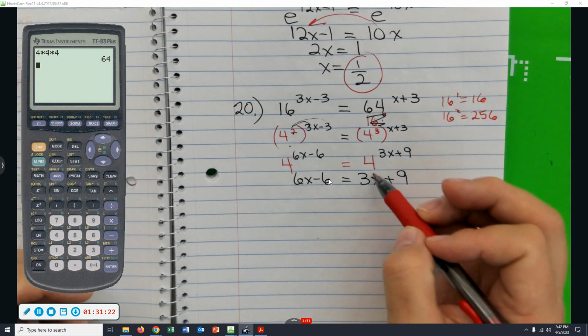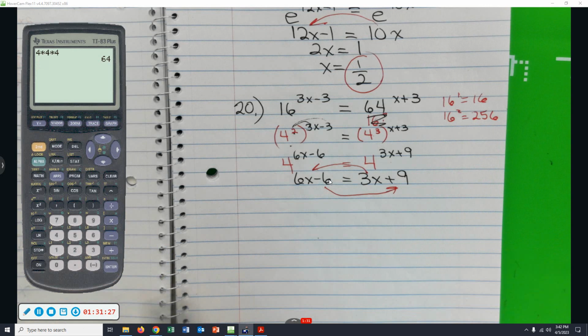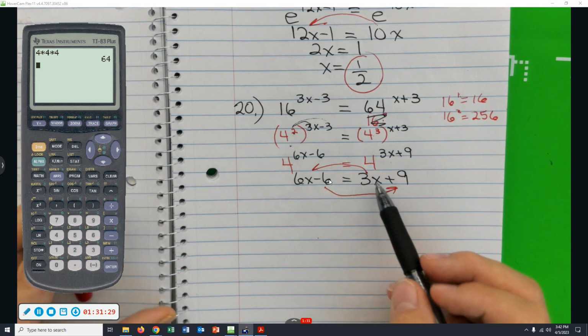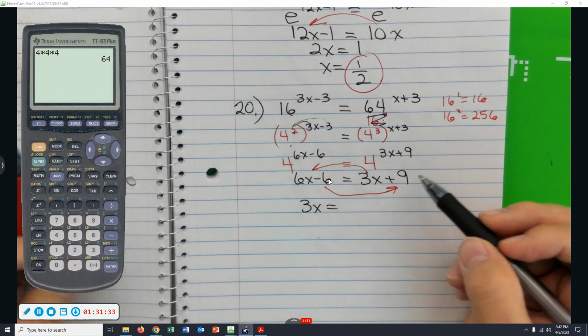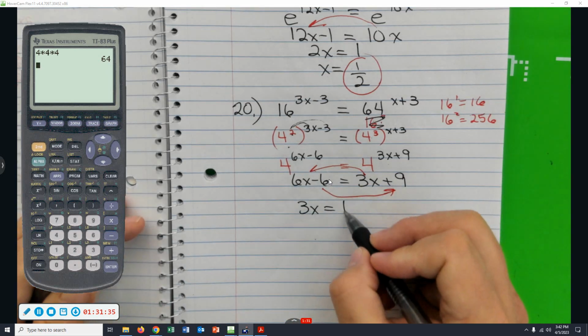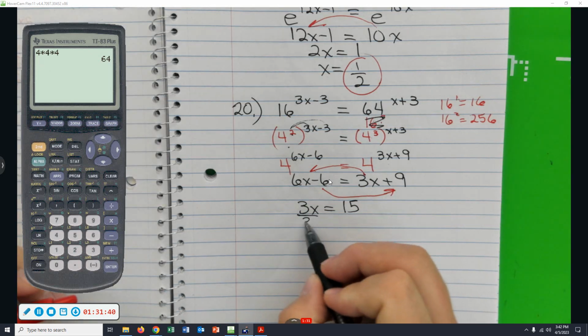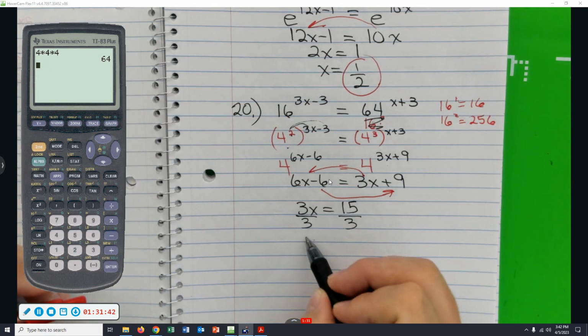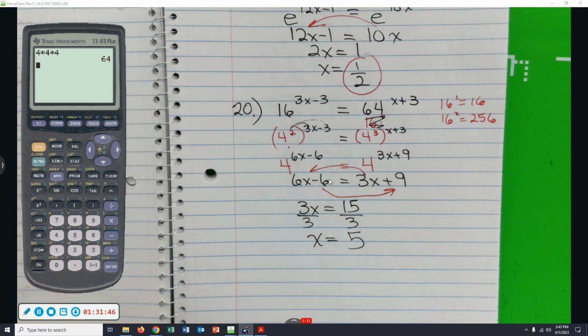Subtract 3 and add 6. Okay, I agree. Subtract 3 and add 6. So that's going to give us 6x minus 3x. That's 3x equals 15, 9 plus 6. I agree with 15. And then divide by 3 to give us x equals, what did he say? 5. I agree.